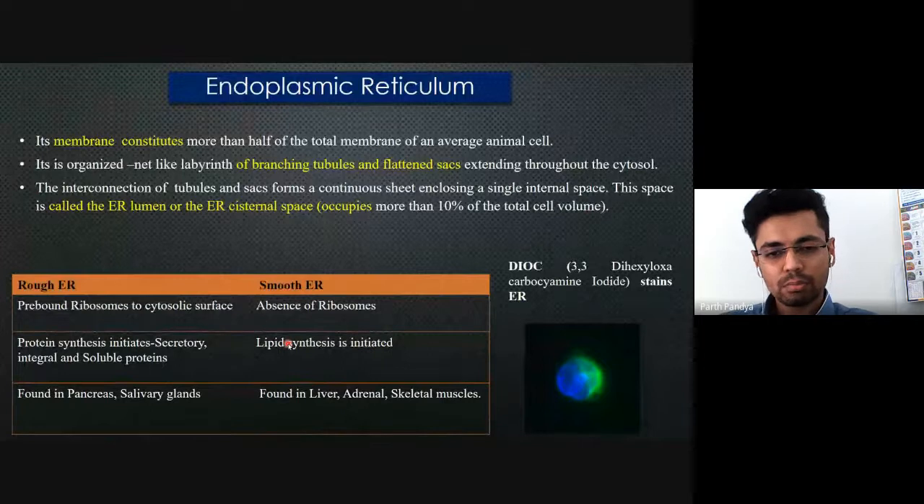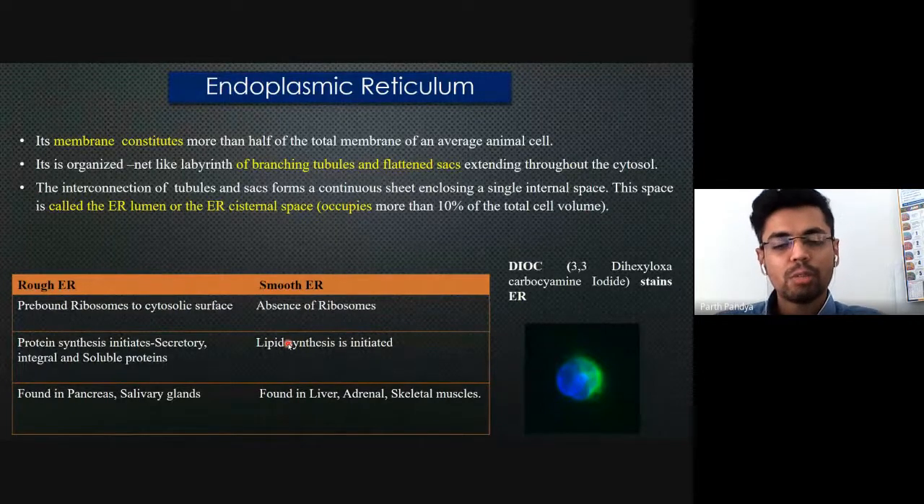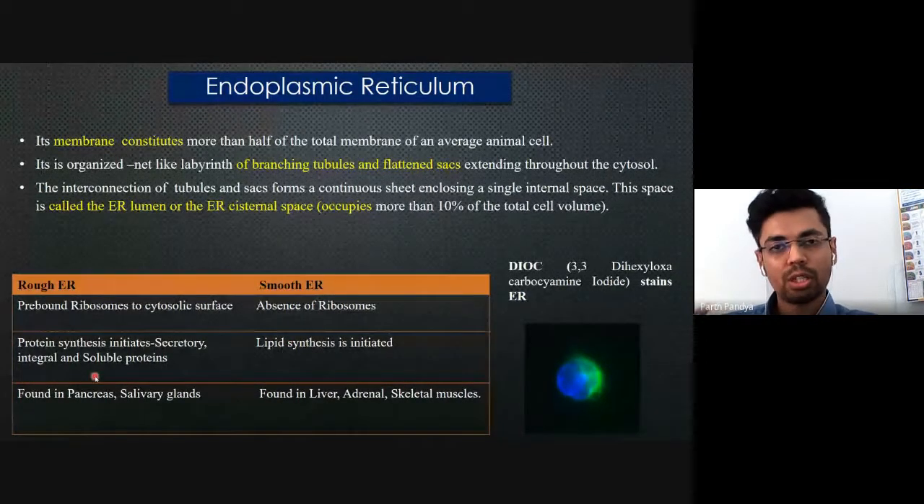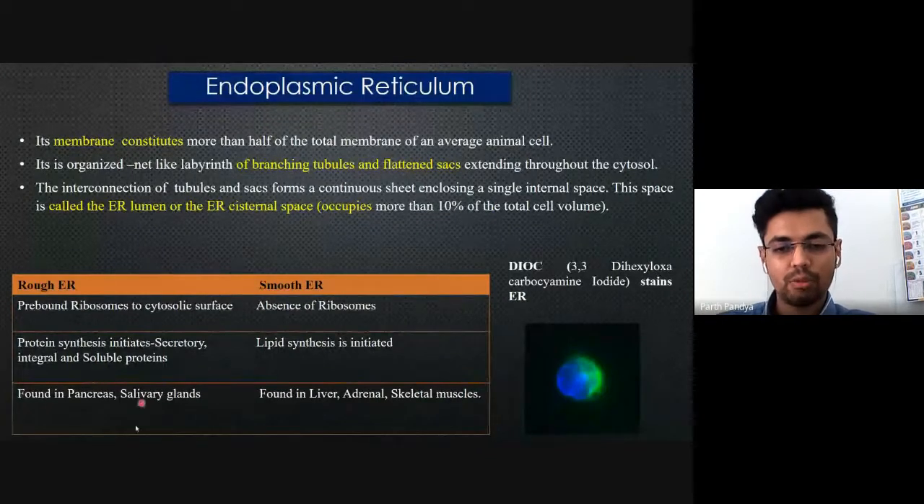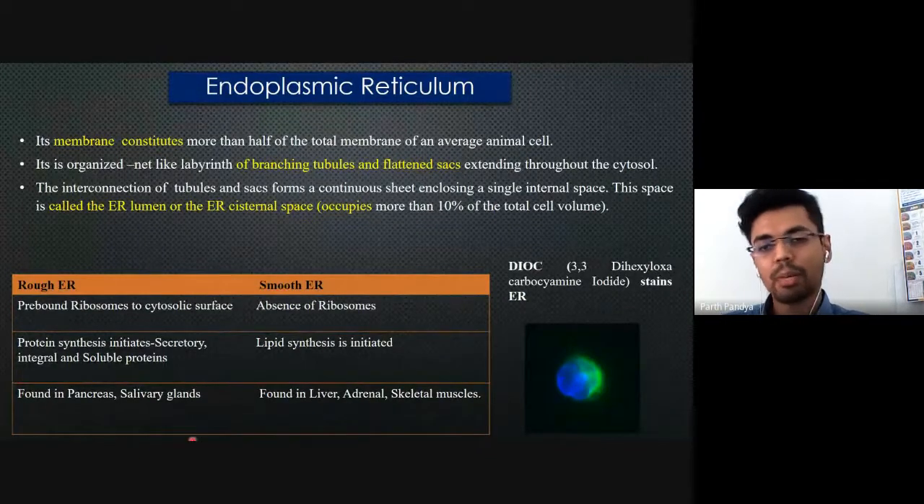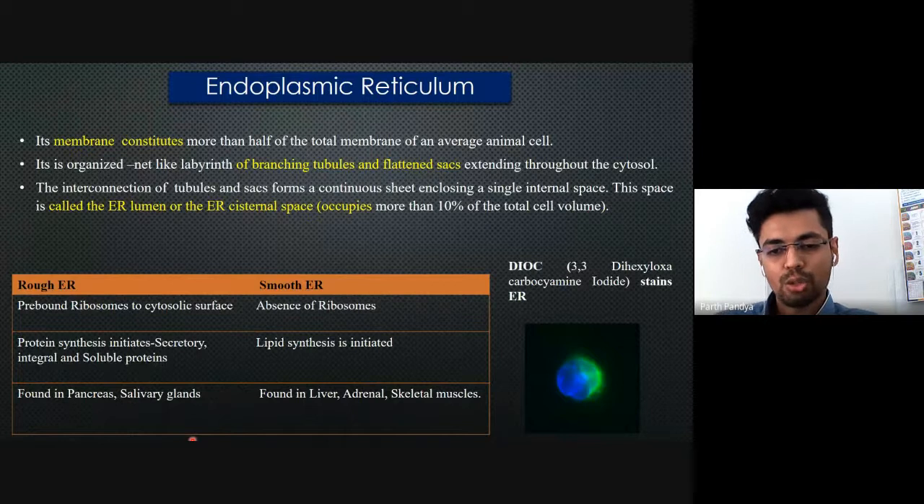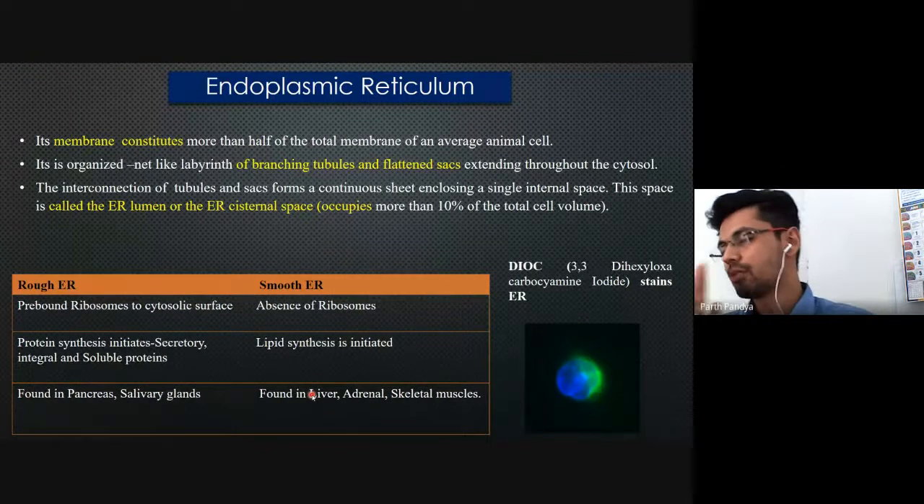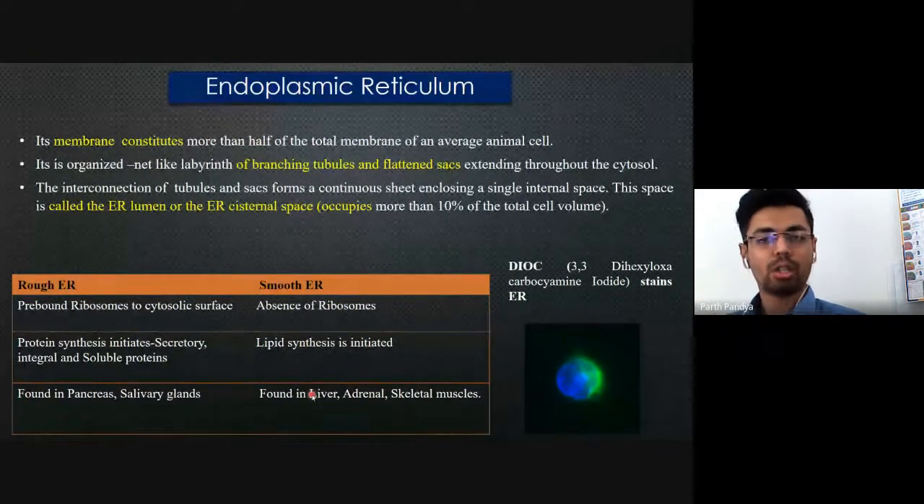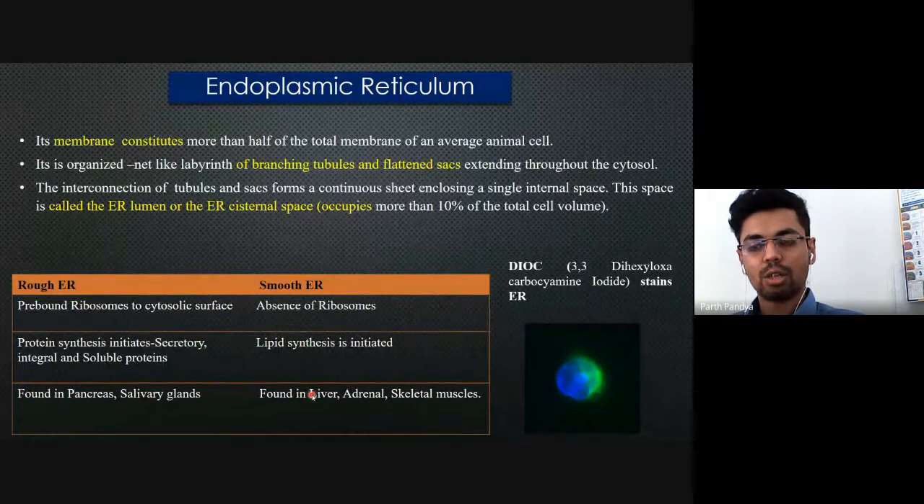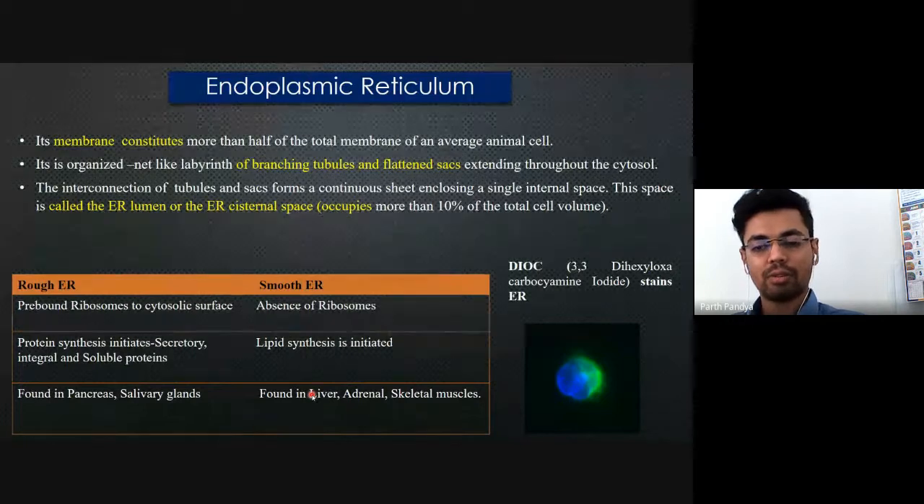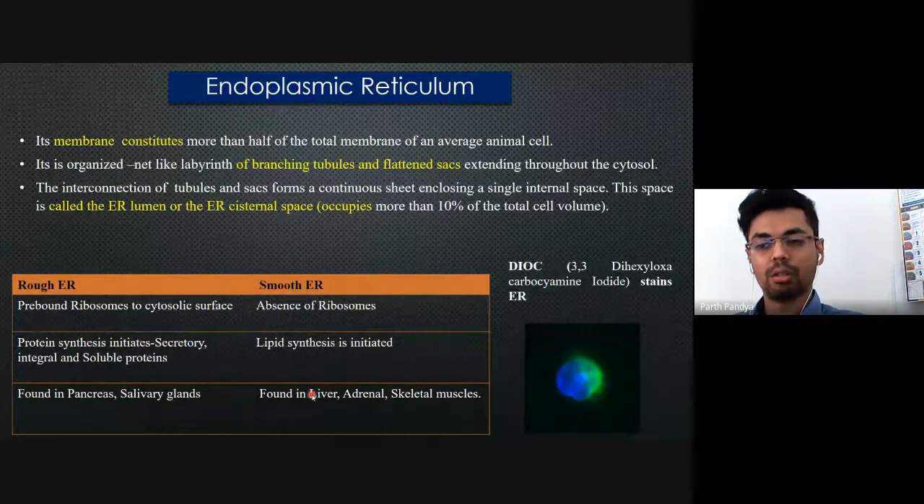Rough endoplasmic reticulum is where the maximum protein is being used, so you will find more of it there. For example, in the pancreas and salivary gland, where enzyme production is higher. In those organs or tissues, it will be more. Smooth endoplasmic reticulum is found in the liver, adrenal gland, and skeletal muscle. It is one of the organelles that also does detoxification, and that's why it is majorly found in the liver.